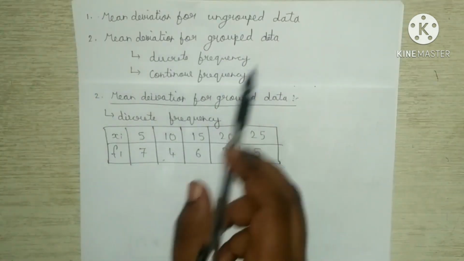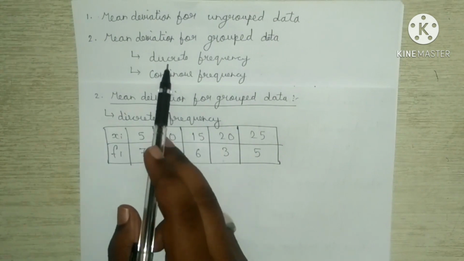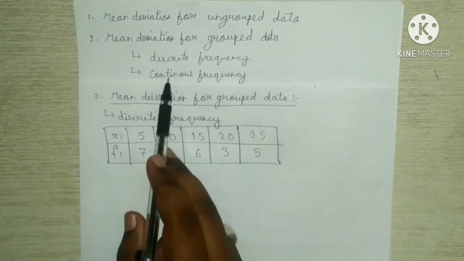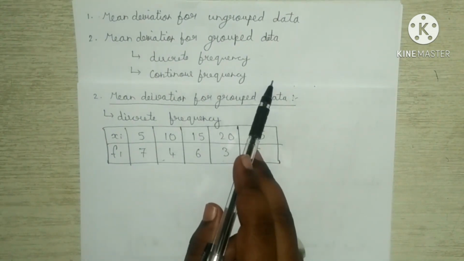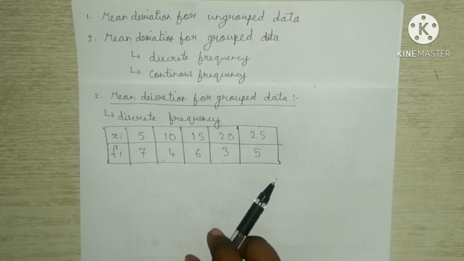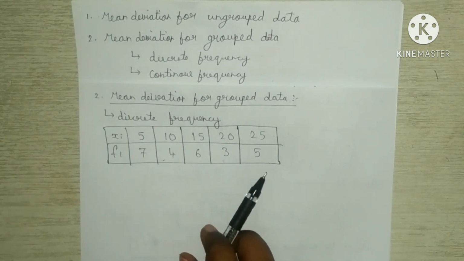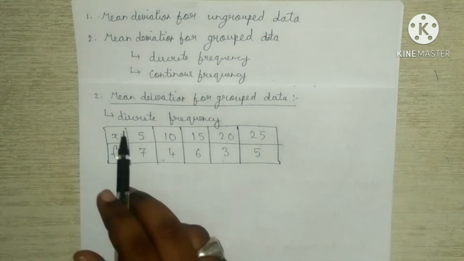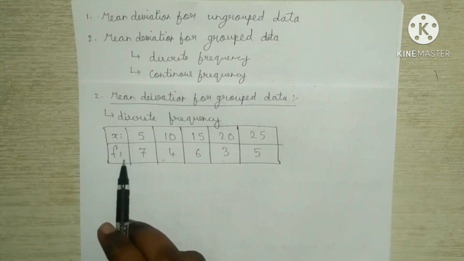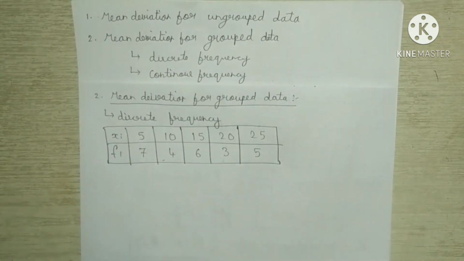Now, mean deviation for group data. Mean deviation of group data consists of discrete frequency distribution and continuous frequency distribution. First we'll go with the discrete frequency distribution. This formula should be used only when x and f are given as the data in the question. f is nothing but frequency.